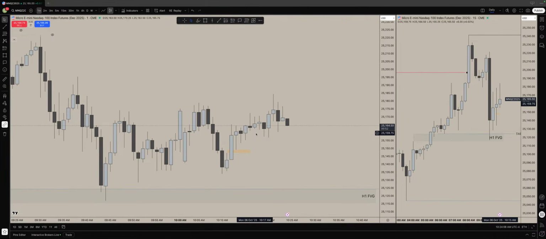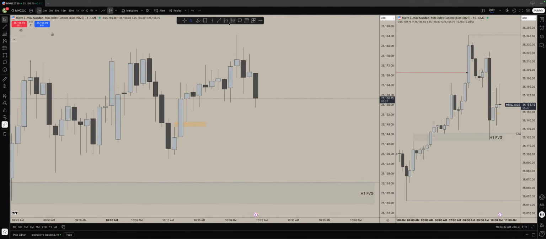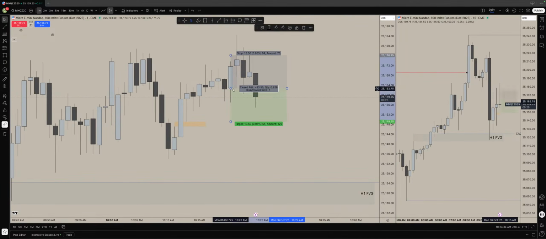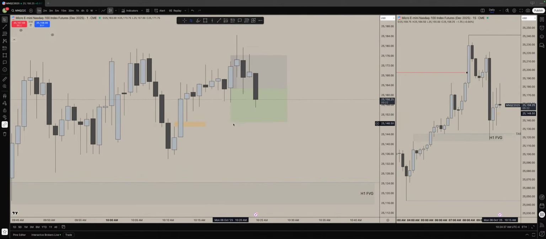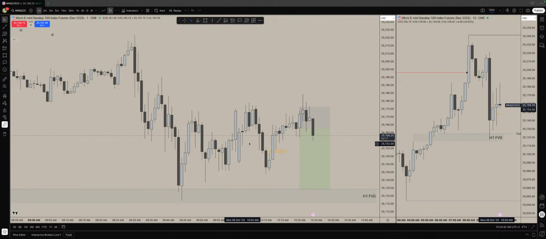It's just nothing to trade off of. Nothing to trade off of. Nothing to trade off. In theory, I mean, this should be a short, but I don't like it. Just don't like it. You want something a little bit cleaner than that?